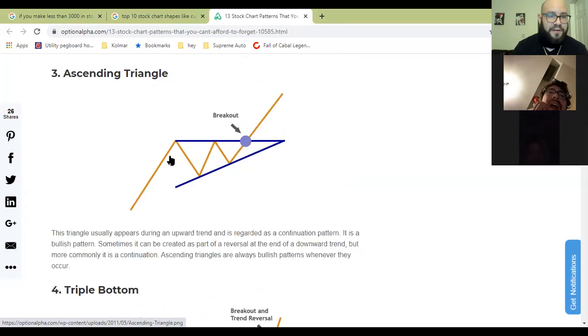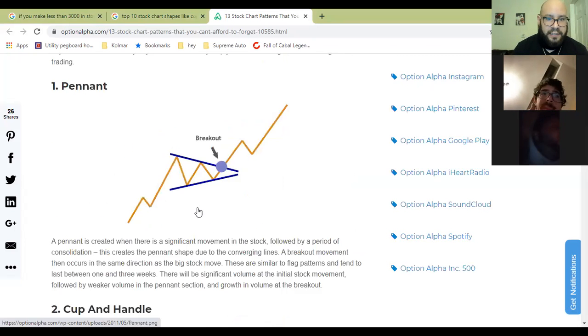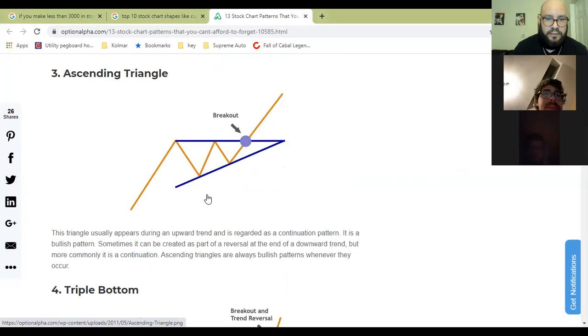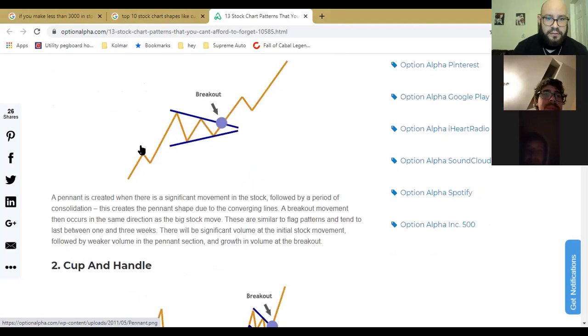So another one that we have here is the ascending triangle. I've seen this plenty of times. It's very similar to the pennant, but it's an ascending triangle. I don't really see the difference here.